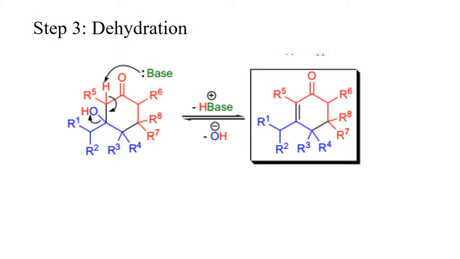The product of the dehydration, after releasing a water molecule, is an alpha beta unsaturated carbonyl compound, and this product has a cyclohexenone ring system. See this one, this is a cyclohexenone ring system. We can say the product of Robinson annulation reaction is an alpha beta cyclic unsaturated carbonyl compound, or we can say the product has a cyclohexenone ring system.